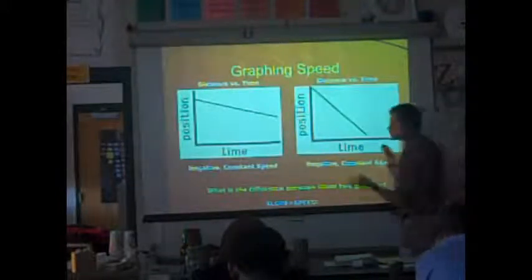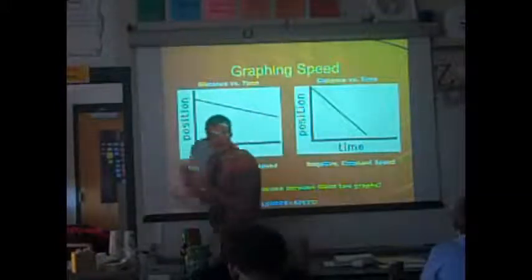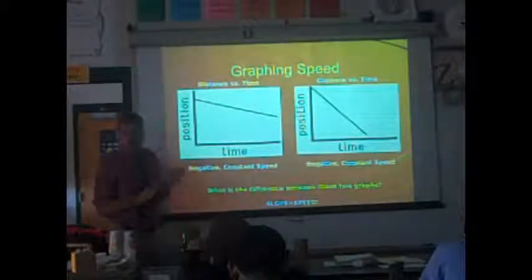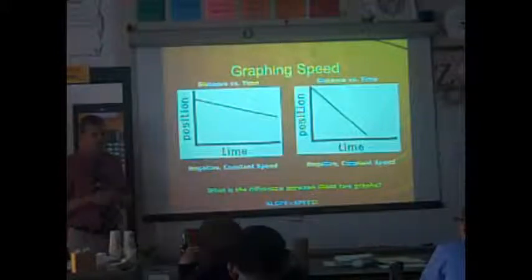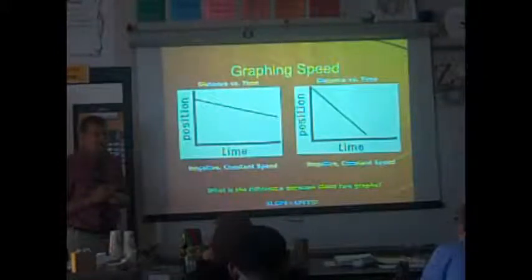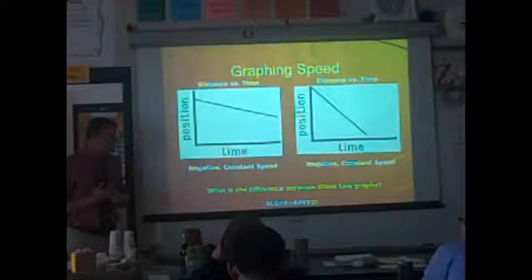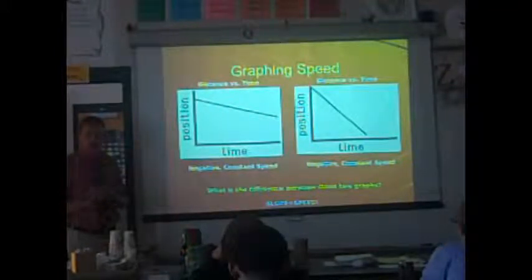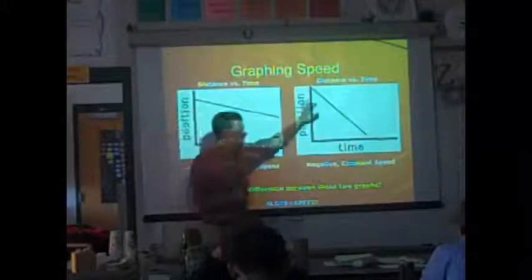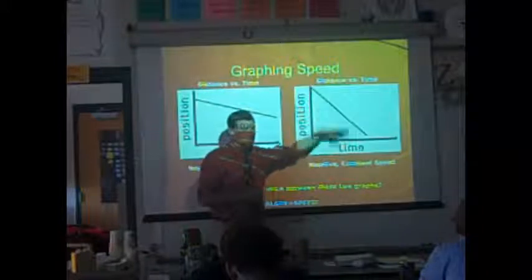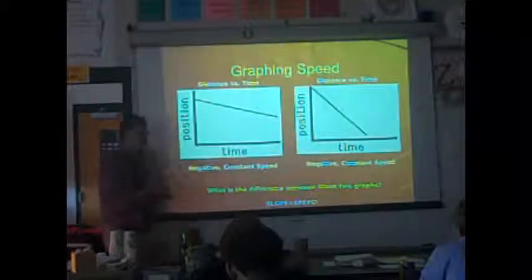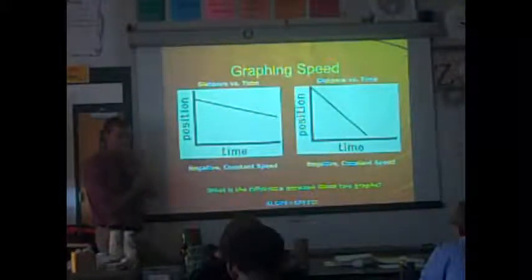Now, let's compare these two graphs, right? These have a negative slope. So what do you think the object is doing? Is it decelerating? Is the line curved? No. If it's accelerating or decelerating, it's got to be a curved line. These are straight lines, right? So it's not accelerating or decelerating. What is it doing? Not going as fast.